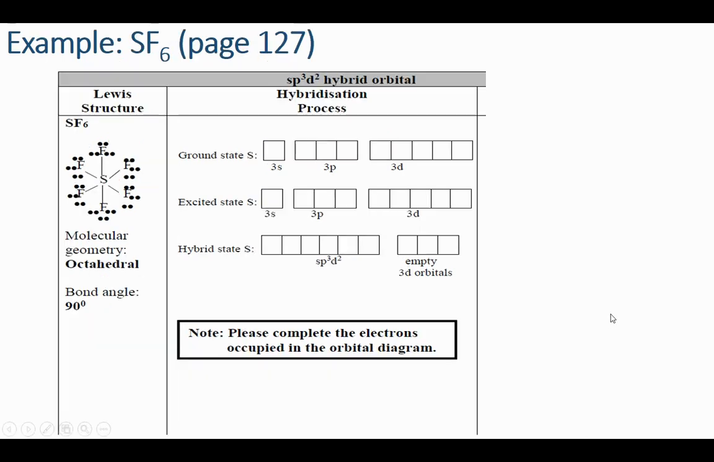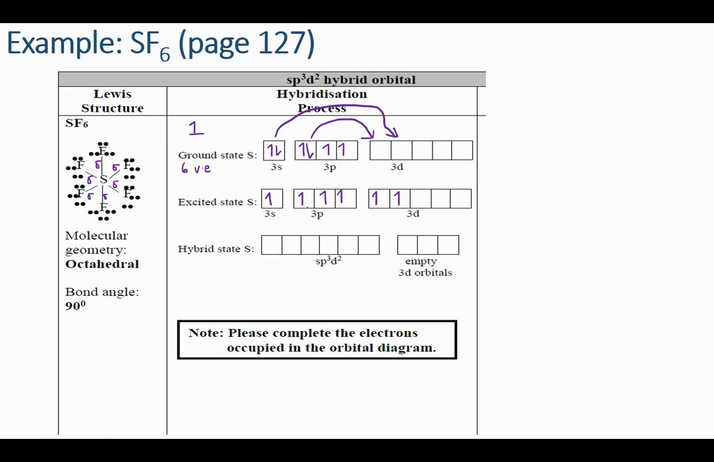And then the next one is SF6. So since sulfur is in group 16, so there are 6 valence electrons. So kita isi lah 1, 2, 3, 4, 5, 6. So from the Lewis structure, we know that sulfur will form 6 sigma bond. So it means that the sulfur atom need 6 half-fill orbitals. So what happens here? The electron from p orbital will jump to the d orbital. So the same goes to the electron in 3s. So kita akan dapatlah 6 electrons in 6 orbitals.